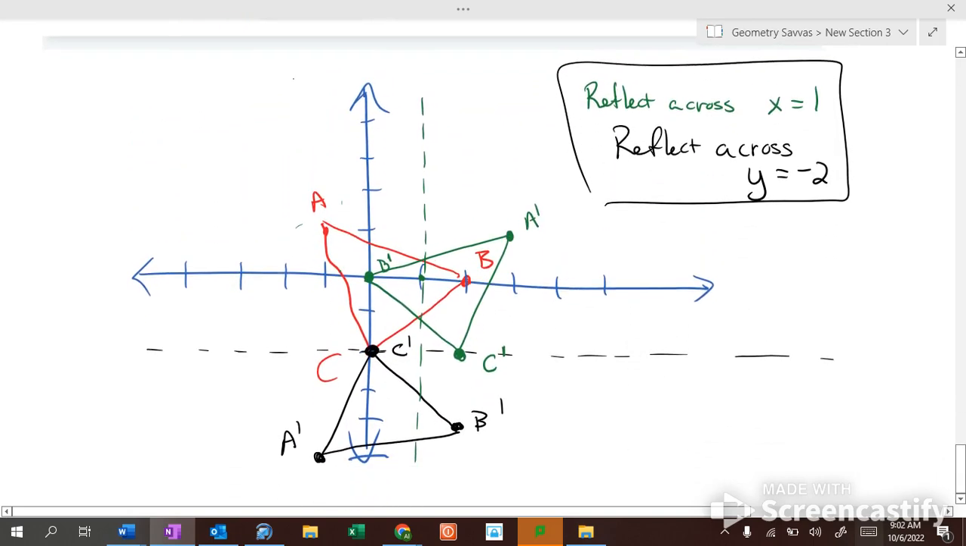Okay? So, you will be reflecting not only across the x-axis, the y-axis, and the line x equals y, but across different lines.